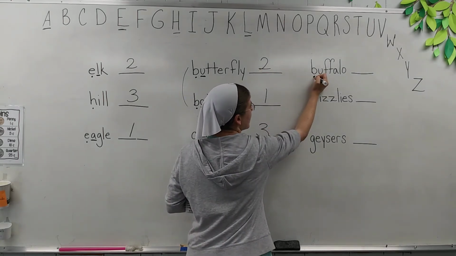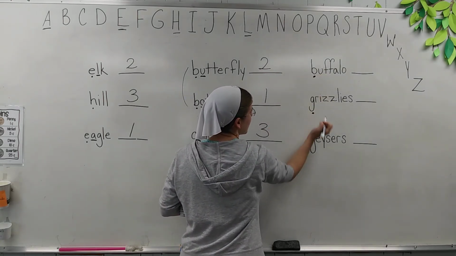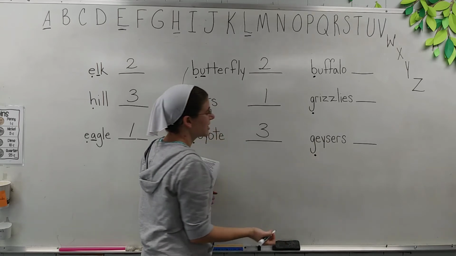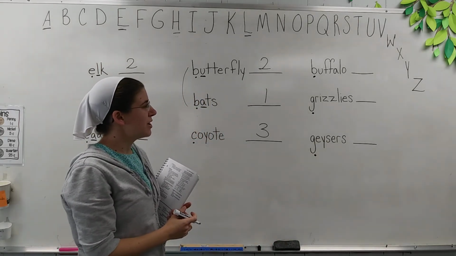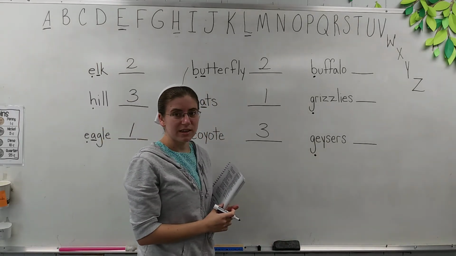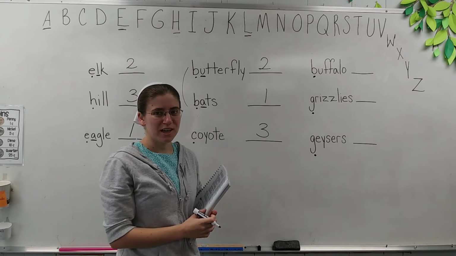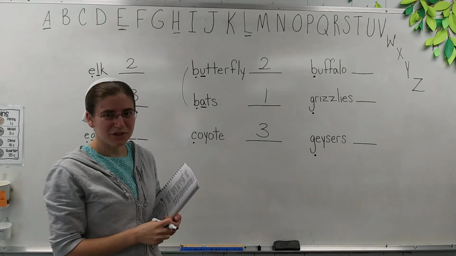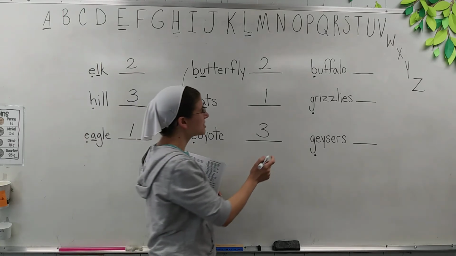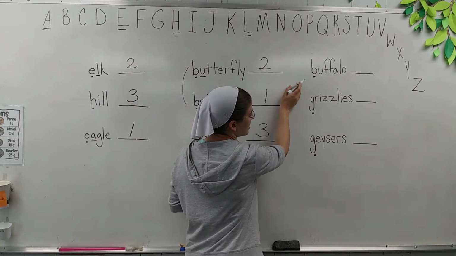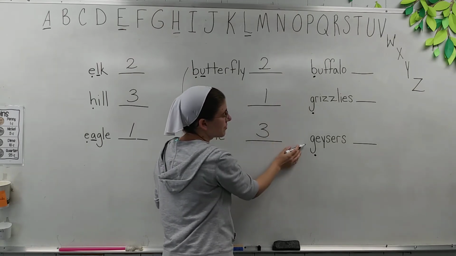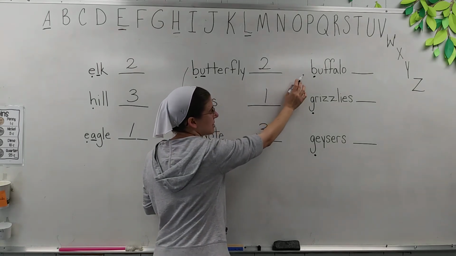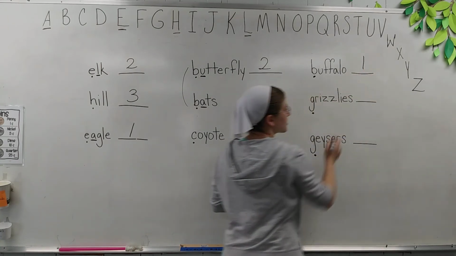We have a B and a G and a G. Okay, B, G, G. So does B or G come first in ABC order? A, B, C, D, E, F, G. B comes first. There's only 1 B word, so that means buffalo will be our first word.